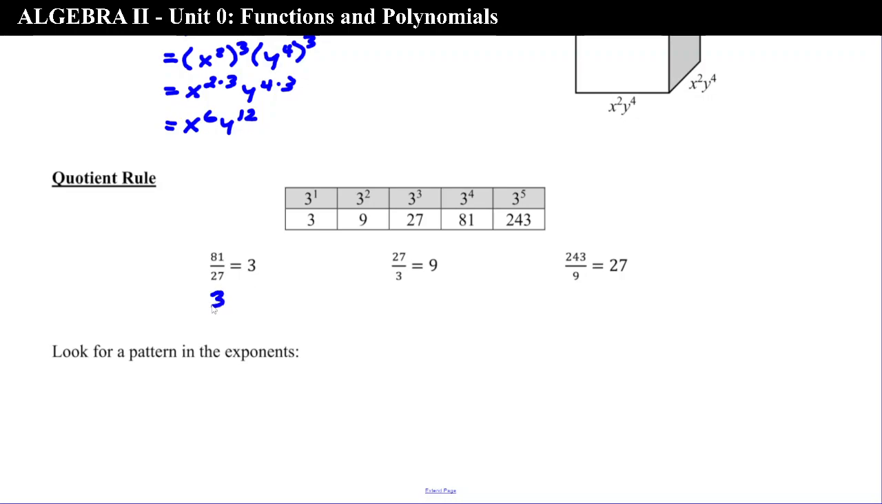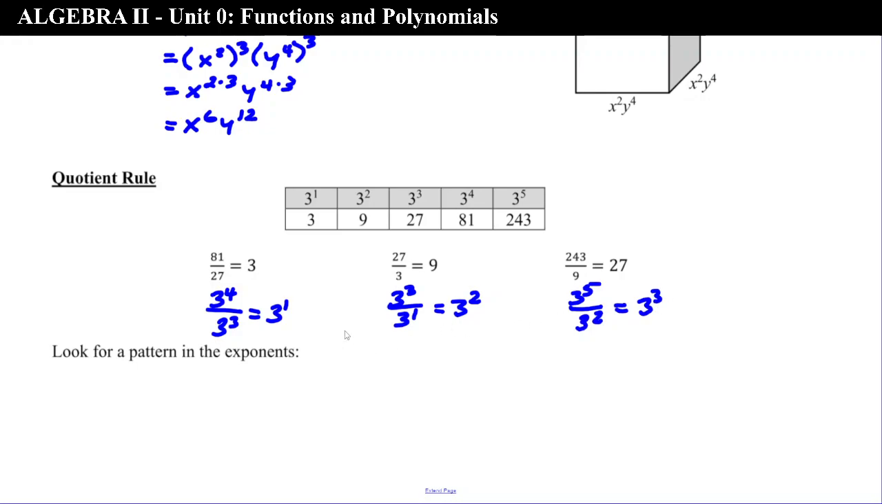81 is 3 to the 4th. 27 is 3 to the 3rd. And we can write 3 as 3 to the 1. 27 is 3 to the 3rd. 3 is 3 to the 1. And then 9 is 3 squared. And then finally we have 243, which can be written as 3 to the 5th. 9, which is written as 3 squared. And then 27, which is 3 to the 3rd.